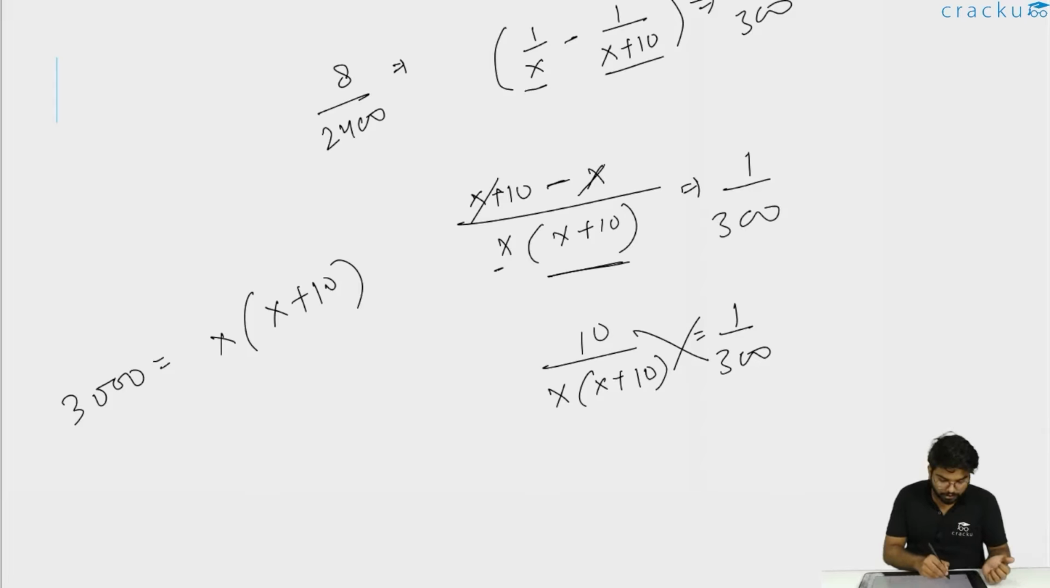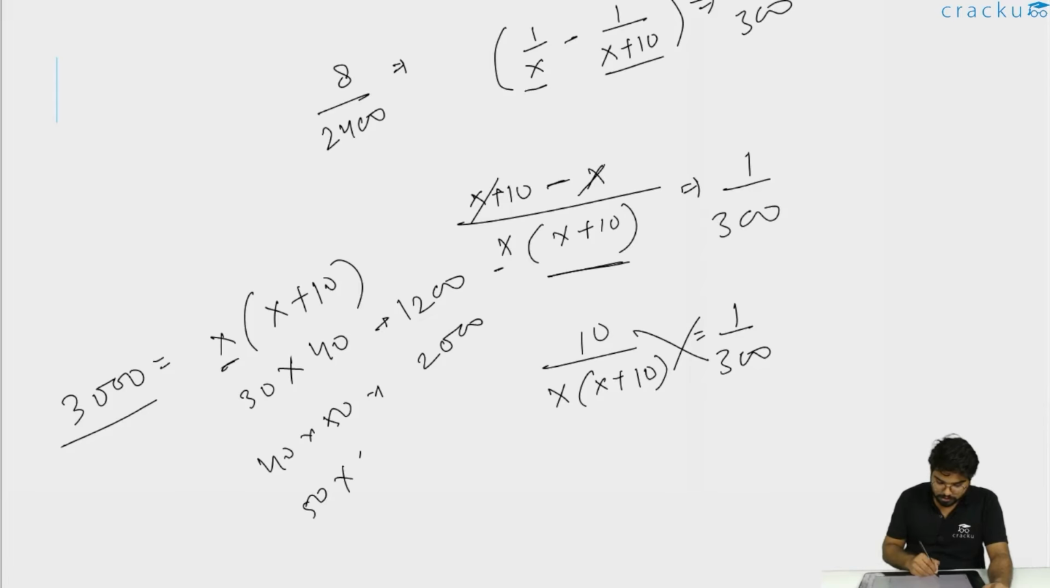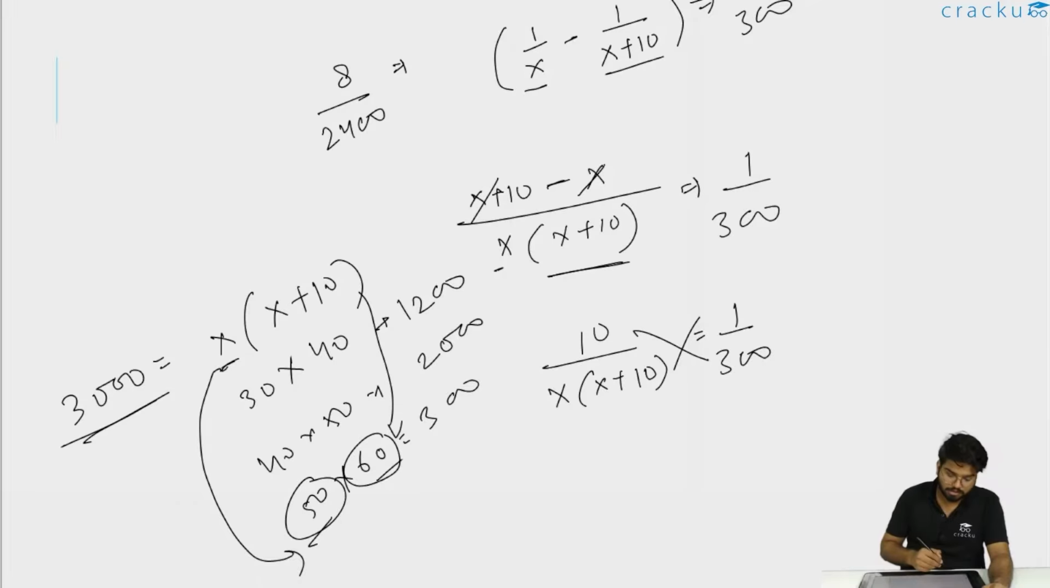Now at this point you need to find the value of x. You can use hit and trial simply. x and x plus 10: two numbers which have a gap of 10 should have a product of 3000. Let's try out basic numbers, that is 30 into 40. No, this is 1200. 40 into 50, again 2000. 50 into 60, this is equal to 3000. So this is clearly the number we are looking for. It is giving the multiple. It means we can say that x is equal to 50, x plus 10 is equal to 60. So x has to be 50.